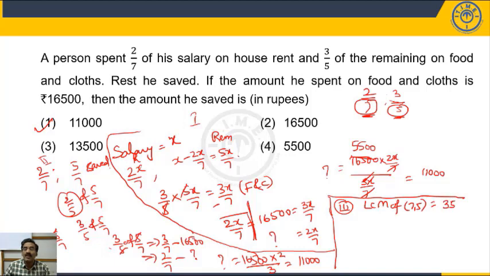LCM will be their product only. So let the salary be 35x. How much is spent on rent now? 2/7. So 2/7 of 35x. 35 is 7 times 5, so 10x is spent on rent. Now remaining is what? 25x.